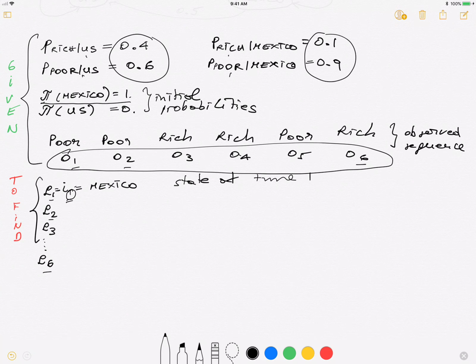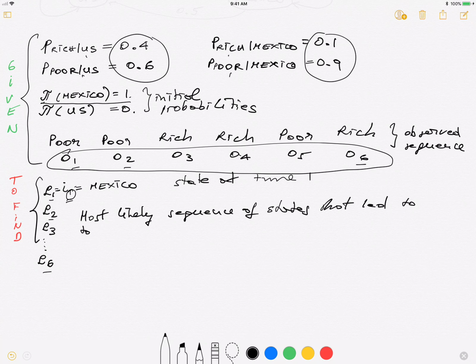The question is to find the most likely sequence of states that led to the observed output.